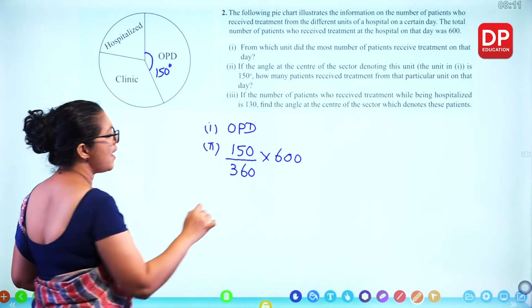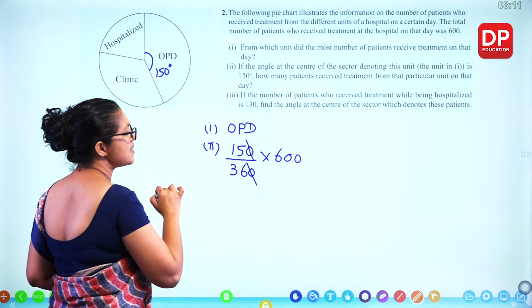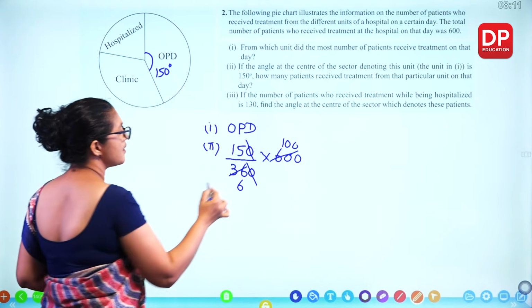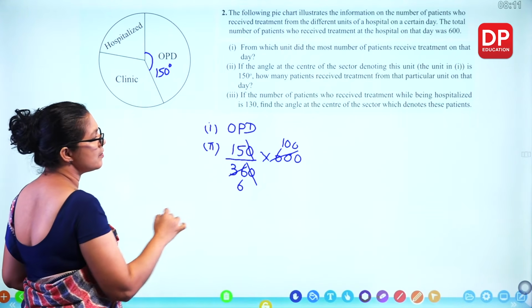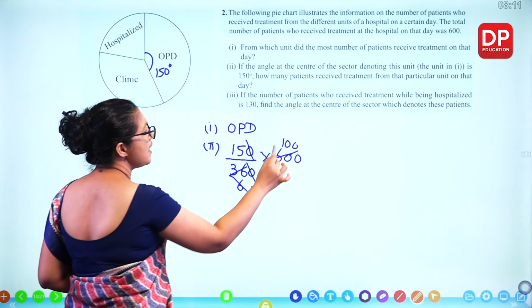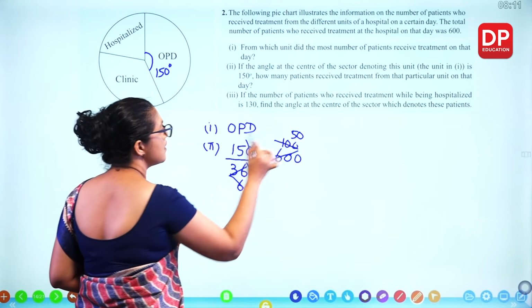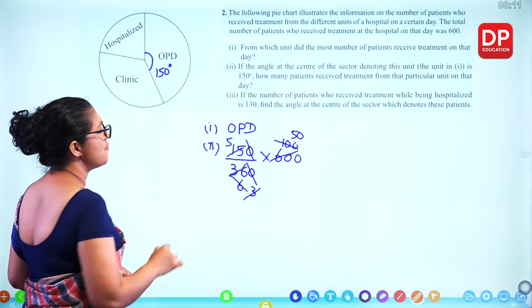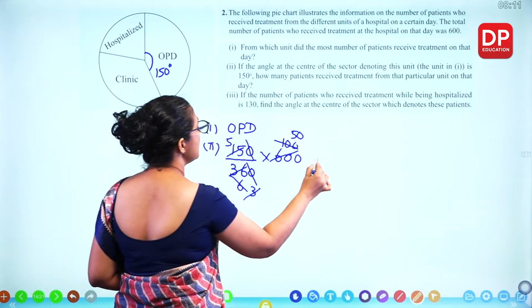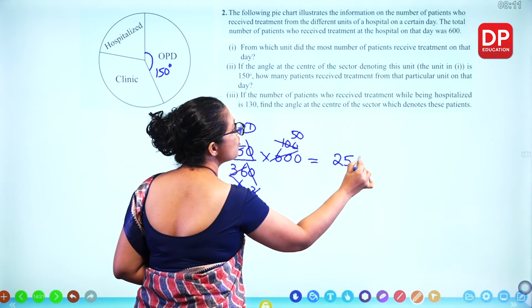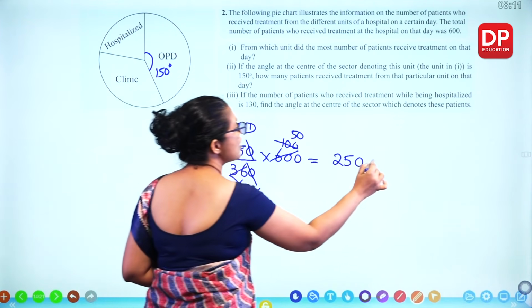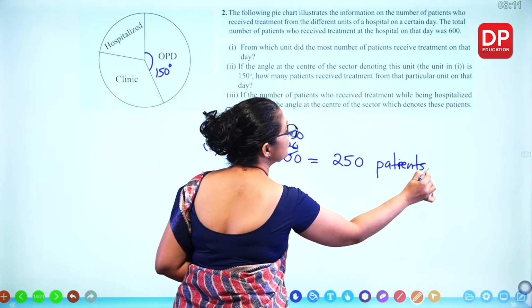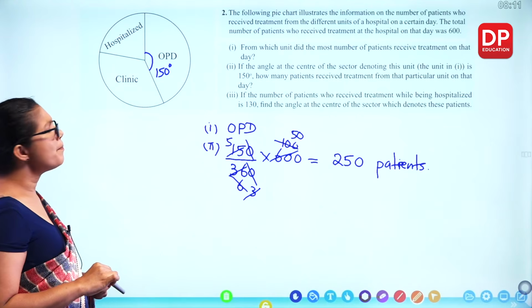Now try to simplify. This 0 gets cancelled out with this 0. 6 times 6, 6 times 100. Then I can divide by 2, 3 and 50 here. So 3 times 5, 15. So 5 times 50. So what is 5 times 50? 250 patients took treatments from OPD.